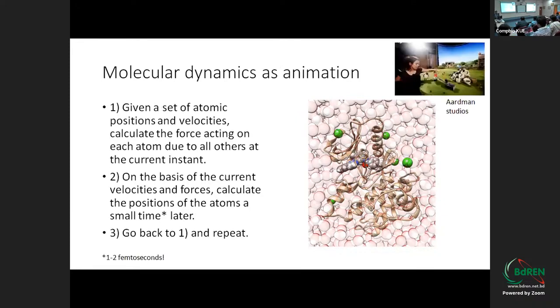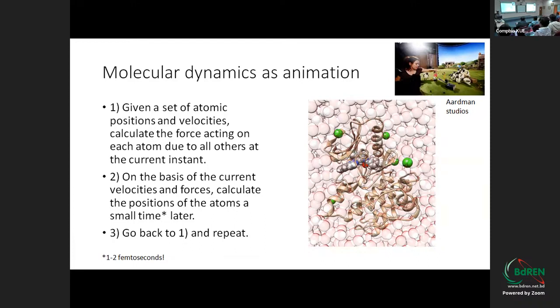So yeah, we start with a set of initial positions. We give them an initial velocity. We calculate the force, then move the atoms according to the force. Then we go back to the step again and repeat it.